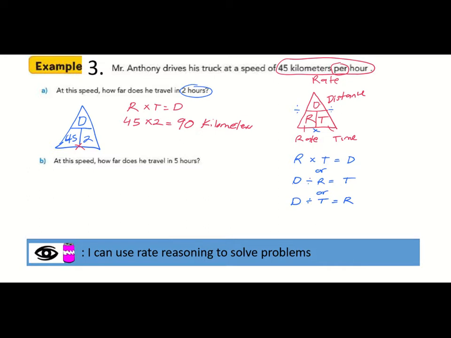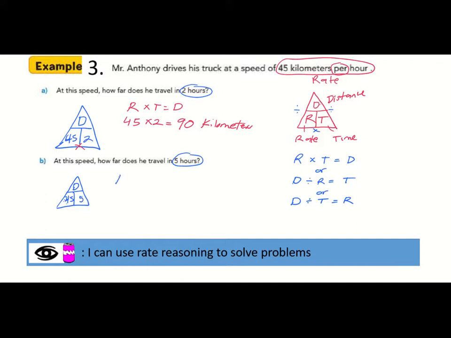So for part B, it says at this speed, once again, we're using the same 45 kilometers per hour speed. How far does he travel in 5 hours? So let's go ahead and draw that diagram again. We don't know the distance. I'm going to call it the D. We do know the speed, which is 45 kilometers per hour. And we know a new time, which is 5 hours.